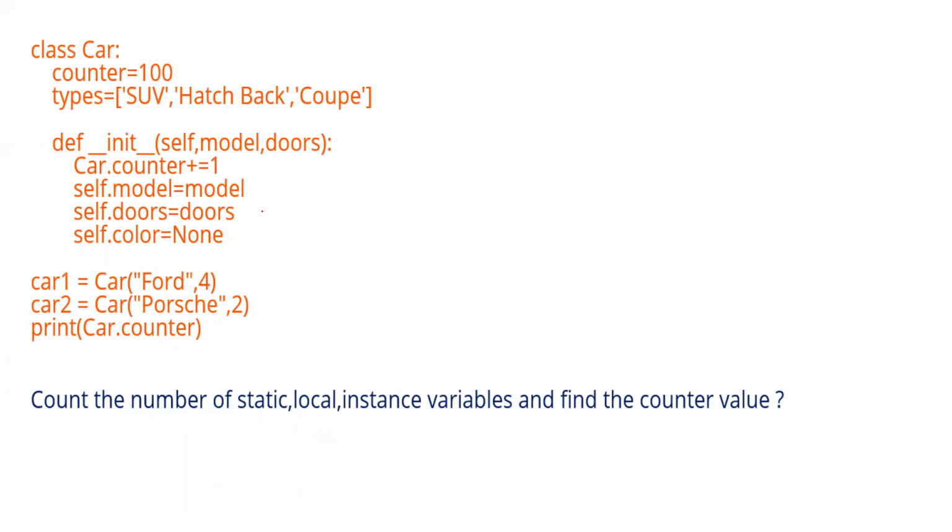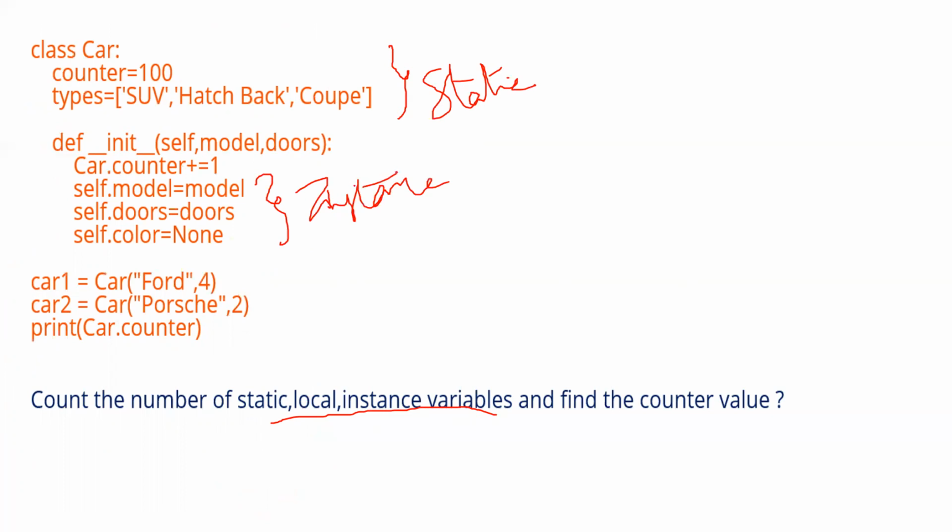Now observe the last example. It is based on static, local and instance variables concept. Observe, the variables declared at class level are called static variables. Similarly, variables declared inside the constructor are called instance variables. And local variables are the variables used within a block or method. This is a block, right? These are the variables used within the block. These are local variables. Now first I am creating the object car1.